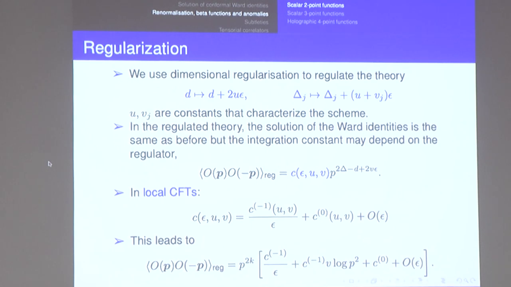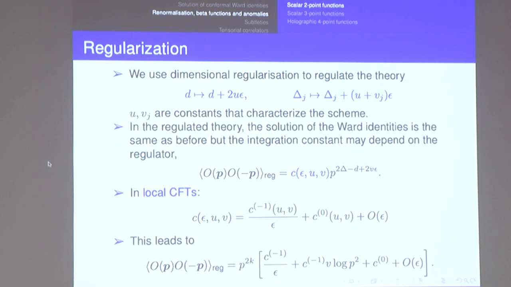So what about local CFTs brought this form of C? Local CFTs means that the worst this can diverge is a first order pole. If it would be a second order pole, you would find no local infinities, so it cannot appear in a local CFT.